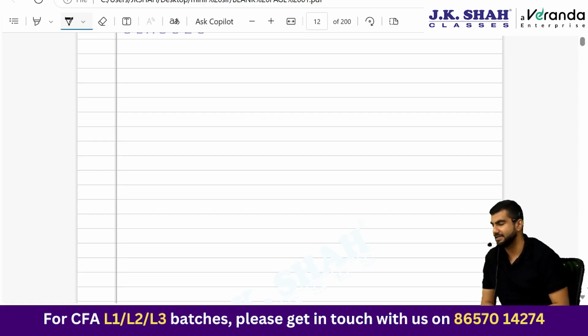Now let's discuss financial analysis techniques, ratios extensively. There are 5 broad types of ratios: liquidity, solvency, efficiency, profitability, valuation.